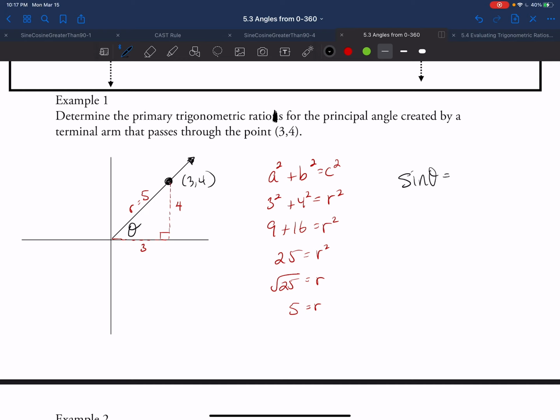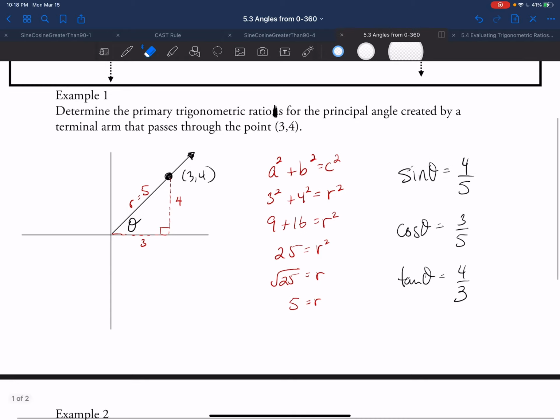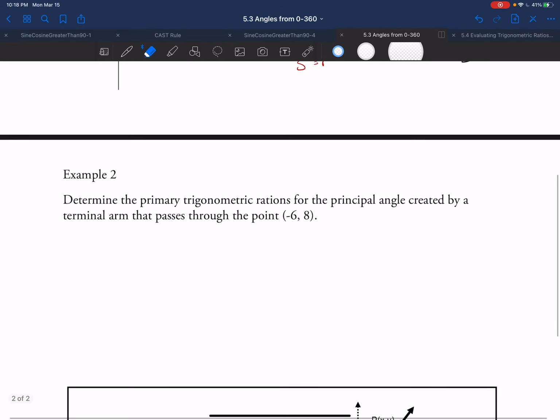So sine is going to be opposite over hypotenuse, 4 over 5. Cos, adjacent over hypotenuse, 3 over 5. And tan is 4 over 3. So that's in the first quadrant. Let's see what happens in the second quadrant.